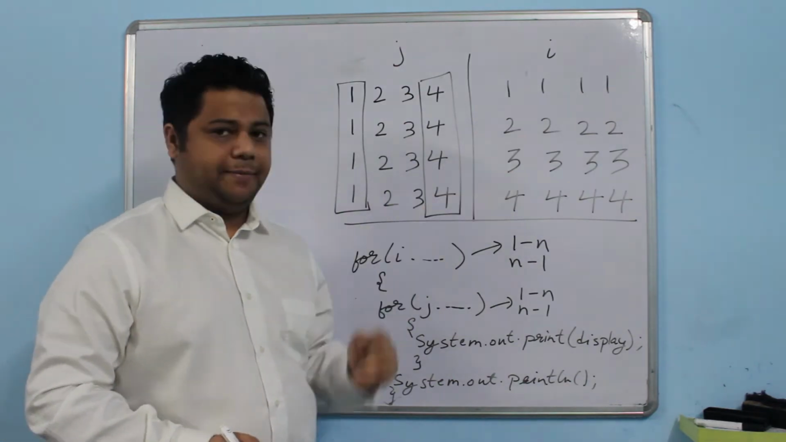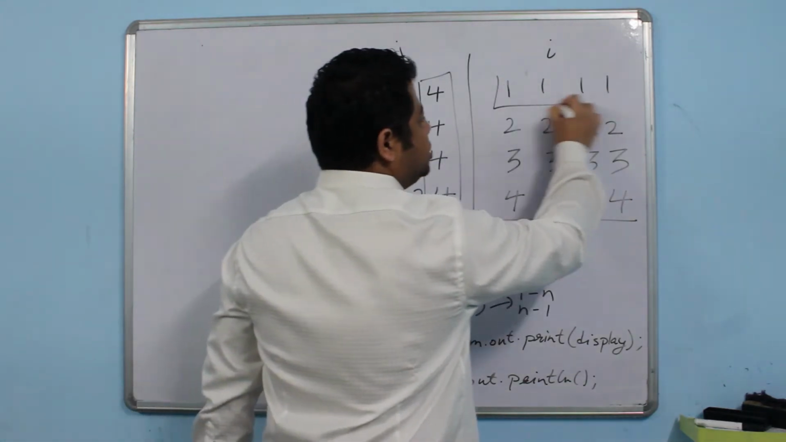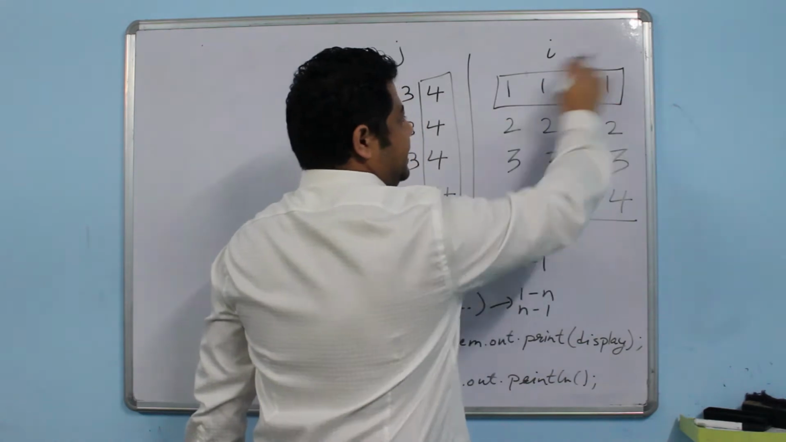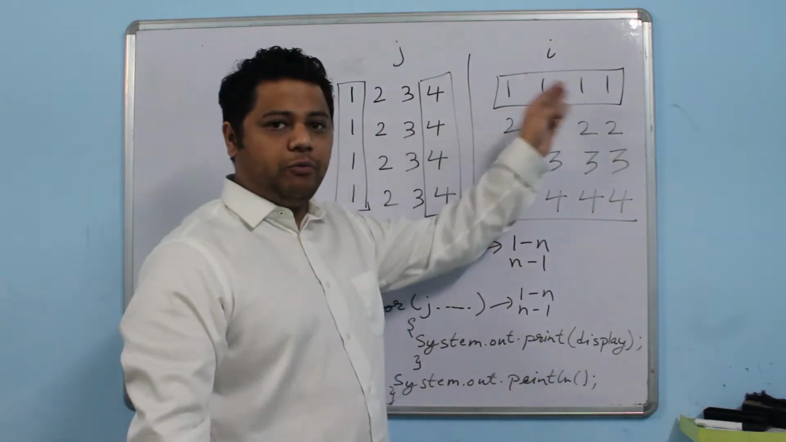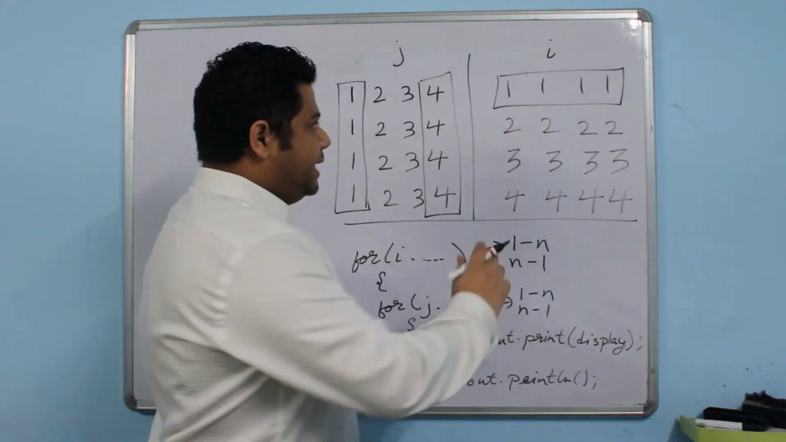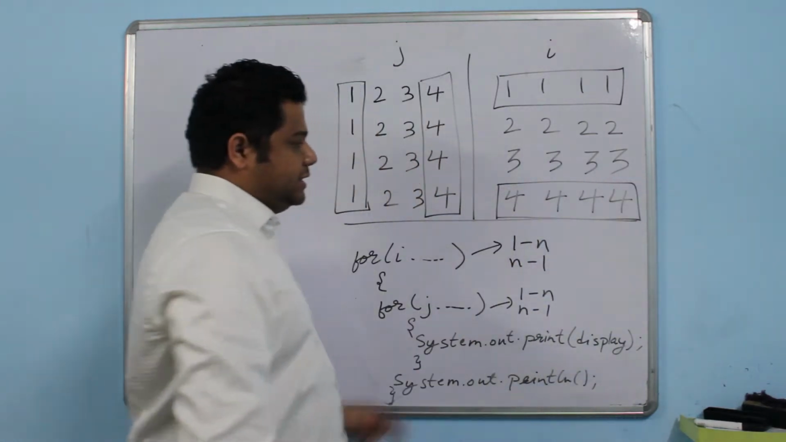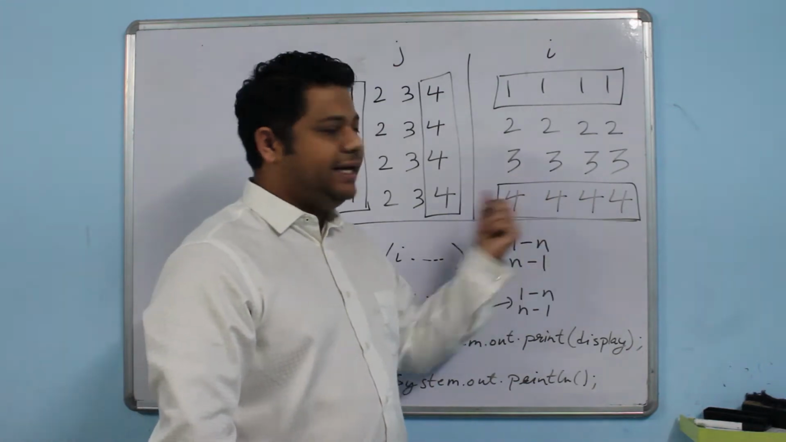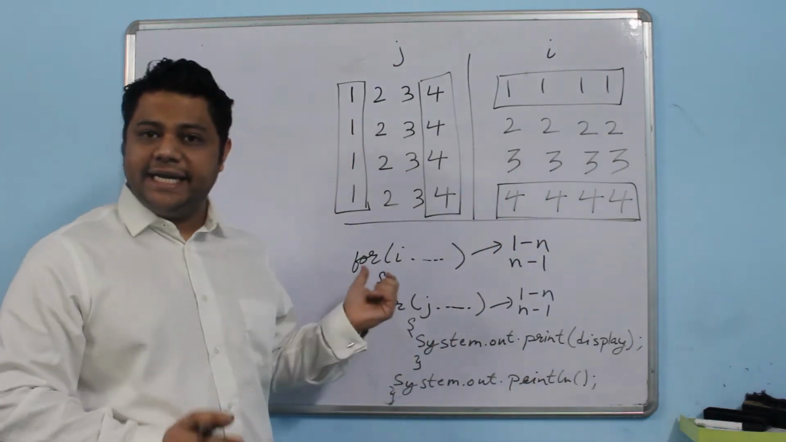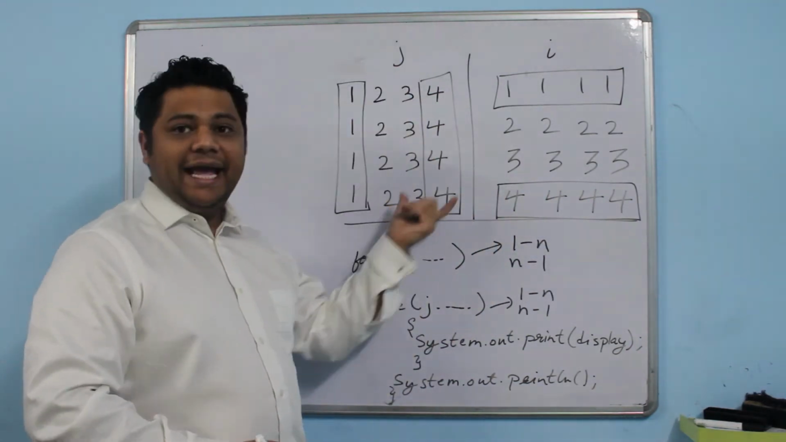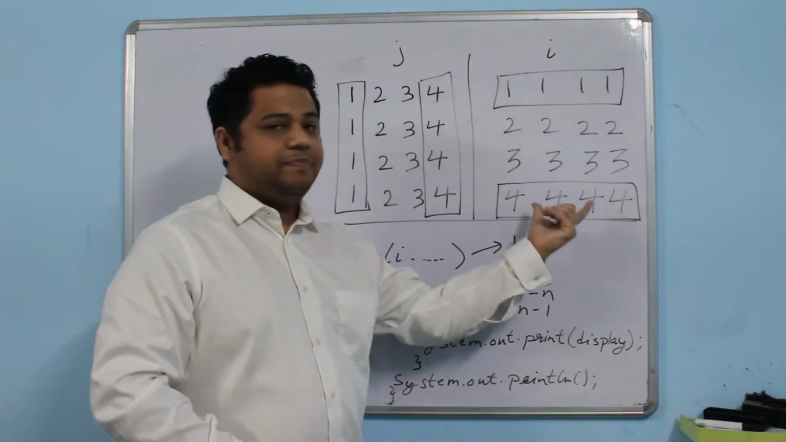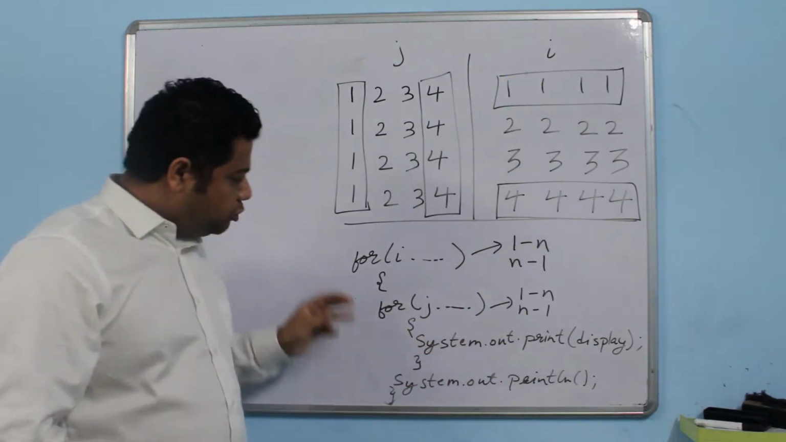Now moving on to I. The starting point of I is going to be placed this way in a rectangular box. So over here we have 1, 1, 1, 1. Now the ending point of I will be set over here, that is 4, 4, 4, 4. So this will be N. So this is how we set the starting and ending point of J as well as the starting and ending point of I. Now how to make the loop?